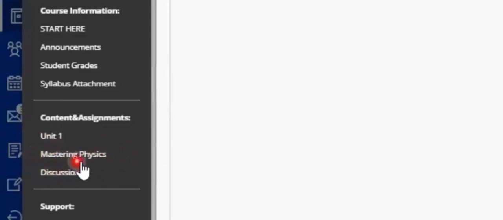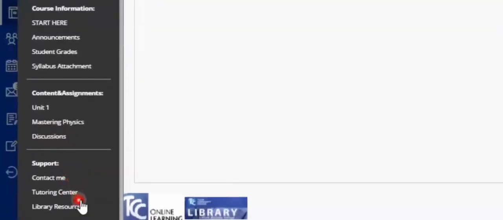Then you have Mastering Physics, where you'll take homework. And then you have the discussion, where you'll answer the discussion questions every 2 weeks. The support is how to contact me, either via email or by scheduling a Zoom meeting, the tutoring center if you need extra help, and the library resources available through the TCC Library. So we'll go ahead and start with the Start Here area.